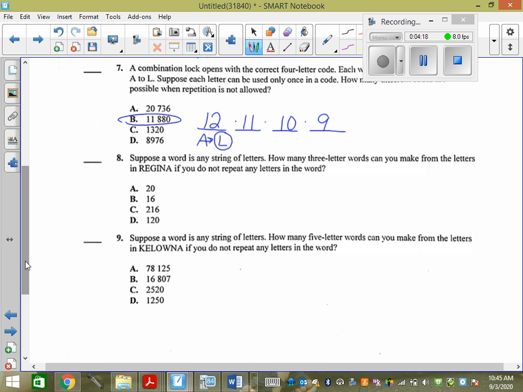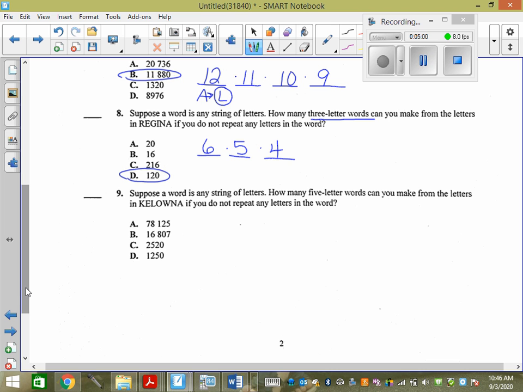Okay, this is one of those letter tile situations. So sometimes we use all of the letters, sometimes we only use parts of the letters, right? So we have to read thoroughly. It says, suppose a word is any string of letters. How many 3-letter words, so 3 of them, can you make from the letters in Regina? Does Regina have any doubling or tripling letters? No. How many letters is there? 6. And now I put, you do not repeat any letters in the word. That's me being nice. They won't say that, right? Because you know you have the word Regina. So 1, 2, 3. I have all 6 for this one, and then I hold 1, 5, hold 1, 4, which is D.